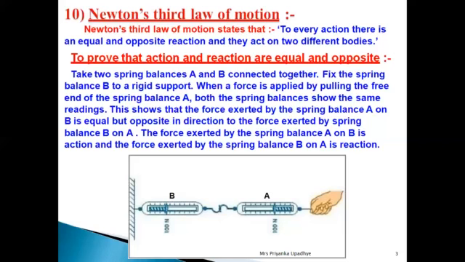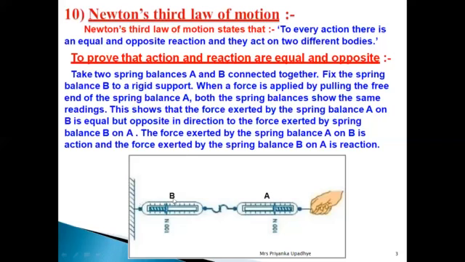So we will understand this by the given experiment here. See here. To prove that action and reaction are equal and opposite, we will perform a simple experiment. Look here. Take two spring balances A and B. This is A and this is B, connected together. Fix the spring balance B to a rigid support.